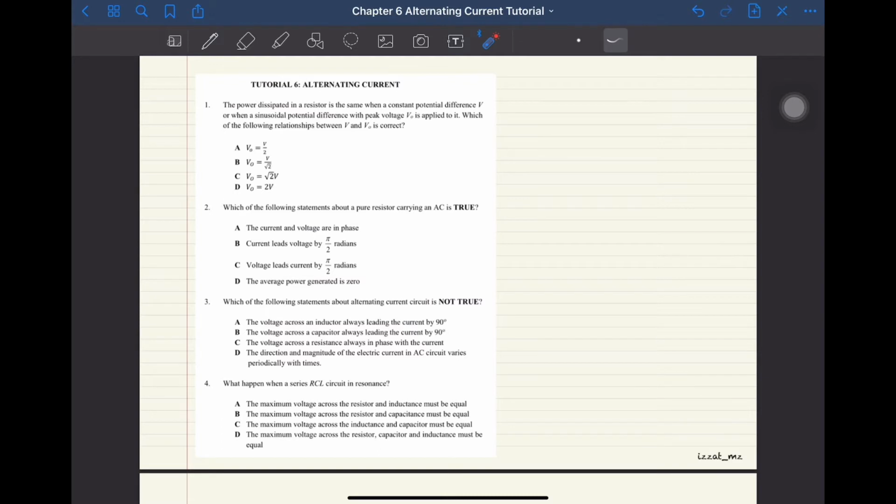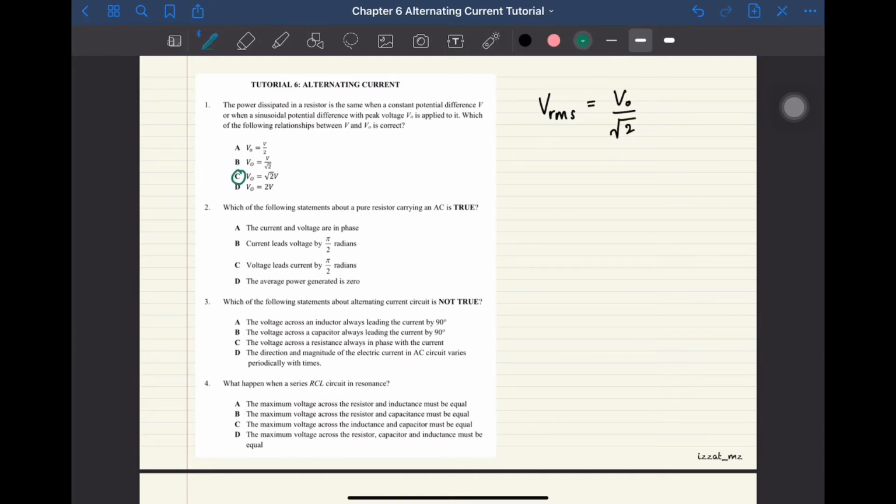The power dissipated in a resistor is the same when a constant potential difference V or when... Okay, so it says here about V. Since this one is power, it doesn't state specifically, but you know that this one is VRMS. Whenever the question didn't state whether it is V naught or V, that V is actually VRMS. So VRMS equals V naught over square root of 2. You can rearrange this one, bring it over here, you get square root 2 V. So the answer would be C.